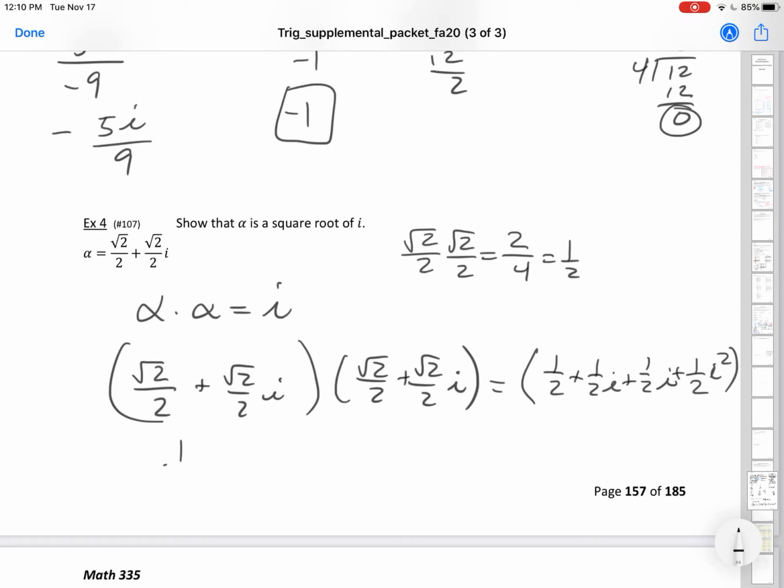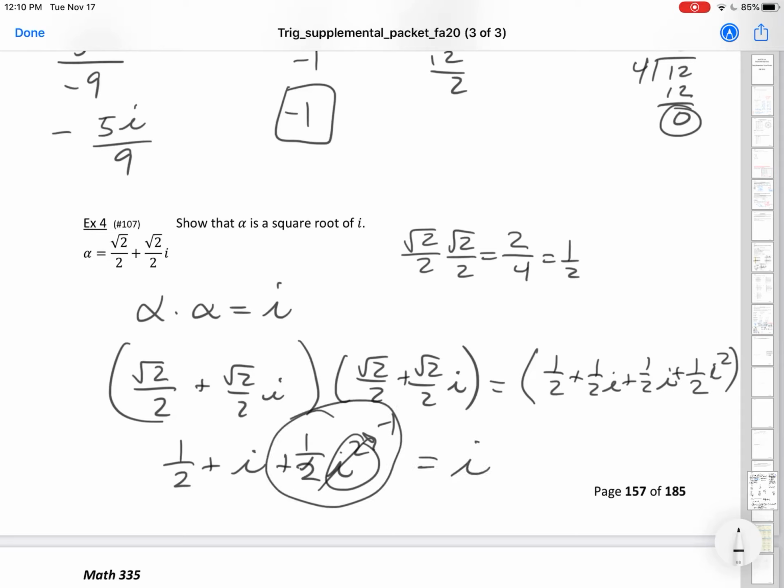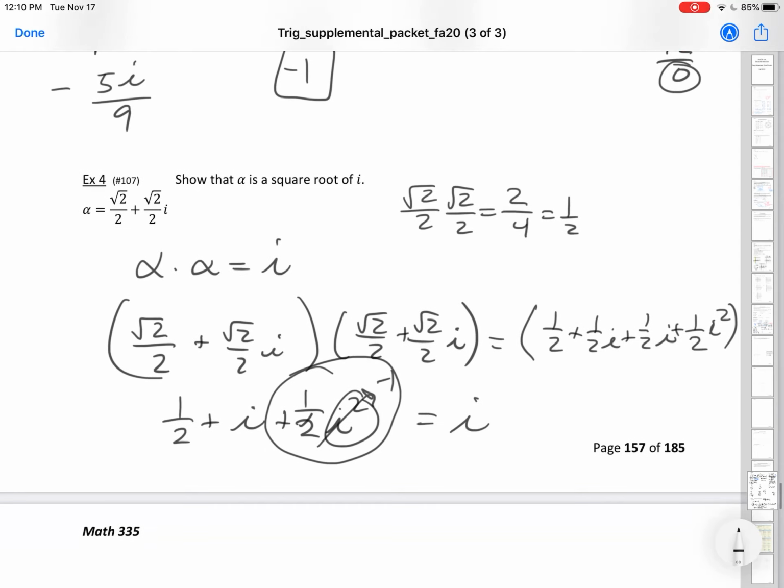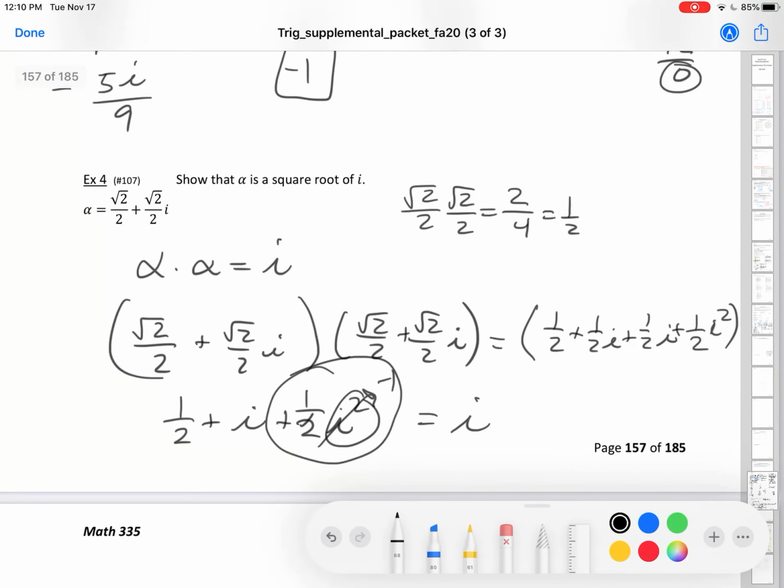So what do we have? We have 1/2 plus 2 i's make an i in the middle plus 1/2 i squared. Well, we know what i squared is. i squared is negative 1. That means this is negative 1/2, and it's going to cancel out with that. And so we do get our i. We get a nice negative 1/2 out of that last one. So hopefully that was able to be followed.